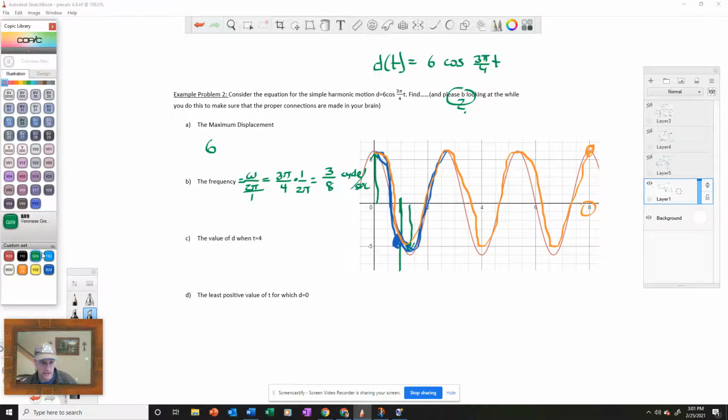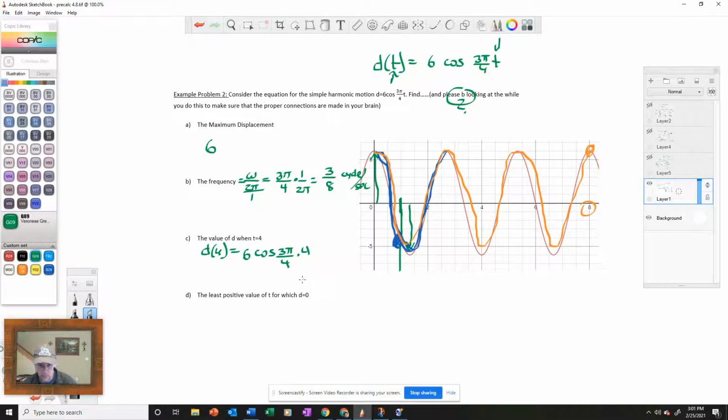All right, let's go ahead and find the value of d when t equals 4. I'll just plug it into the equation. So I'm going to plug in 4 for t, into there and there. And I'm going to get 6 times a cosine of 3 pi over 4 times 4.